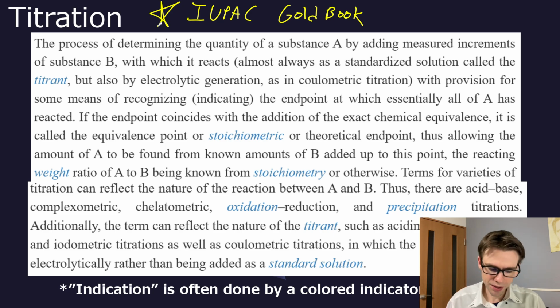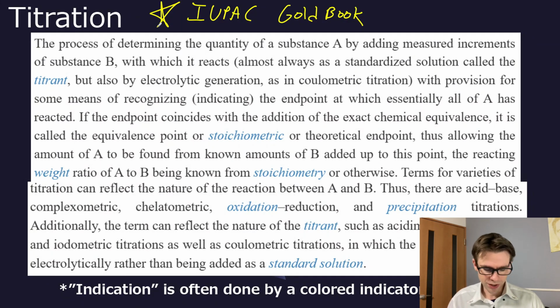Okay, the process of determining the quantity of substance A by adding measured increments of substance B, with which it reacts, almost always as a standardized solution called the titrant, but also by electrolytic generation, as in coulometric titration. Okay, a lot of crazy words there, but basically it means we're going to be mixing 2 things together. One of them we know the concentration of, the other we don't, but there's going to be some kind of interaction, in our case in chemistry, a chemical reaction probably.